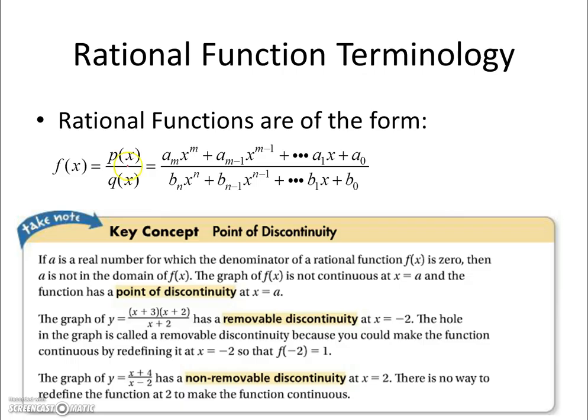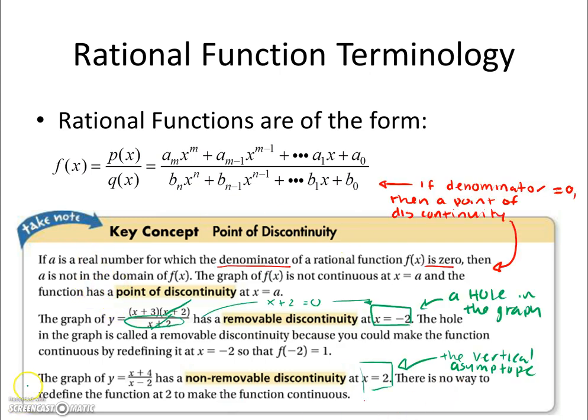So on this side, we're talking about rational functions where you have a polynomial divided by a polynomial. Take a moment, pause the video, and read through the different types of discontinuity points. Welcome back. So for a point of discontinuity, it's whenever you take the denominator and set it equal to 0, and that's going to be your points of discontinuity. Your points of discontinuity is when the denominator equals 0 and your function is undefined.